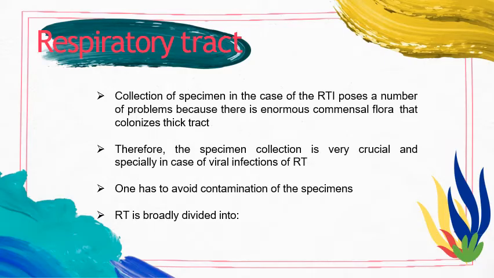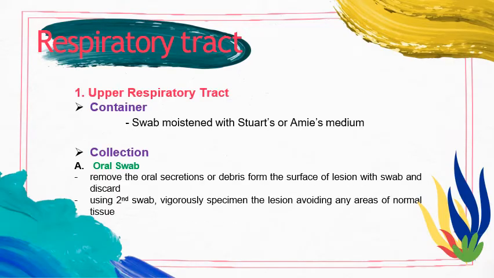Next, your respiratory tract. Collection of specimens in the case of respiratory tract infection poses a number of problems because there are enormous commensal flora that colonize the tract. On your respiratory tract, we know that we have microflora that are basically there on your body. Therefore, specimen collection is very crucial, especially in the case of viral infection of your respiratory tract. One has to avoid contamination of the specimens.